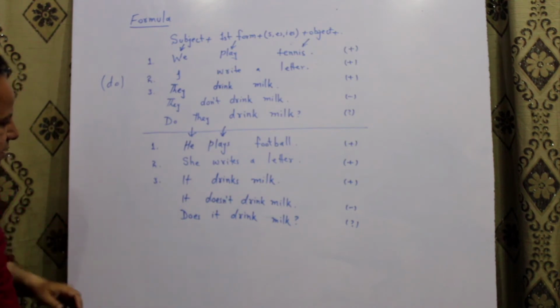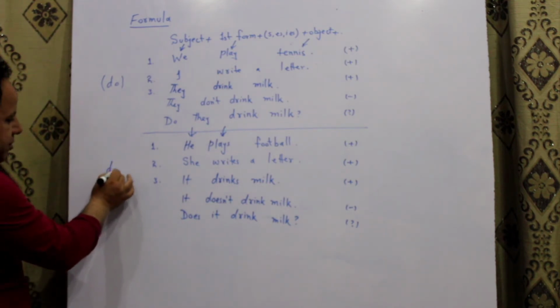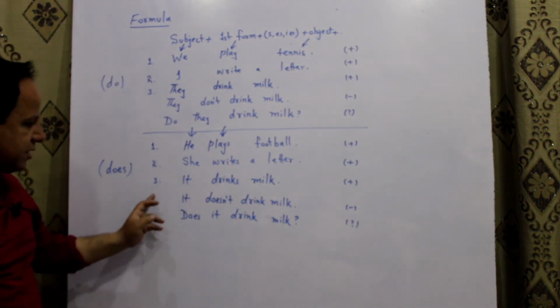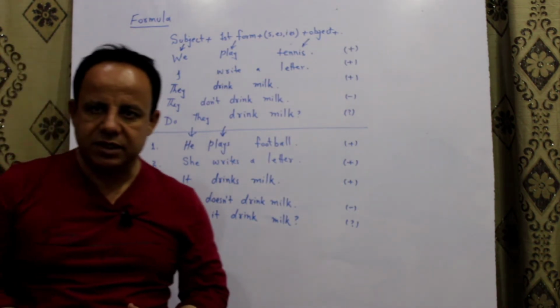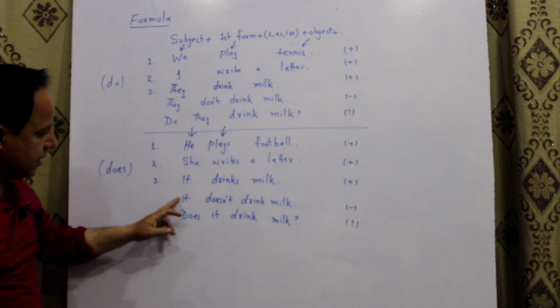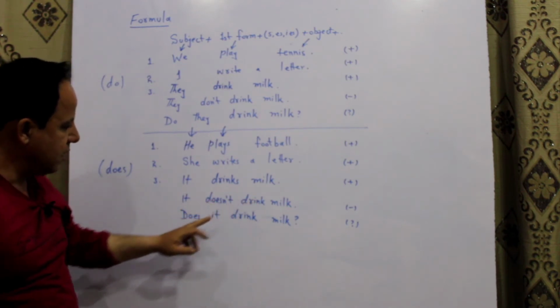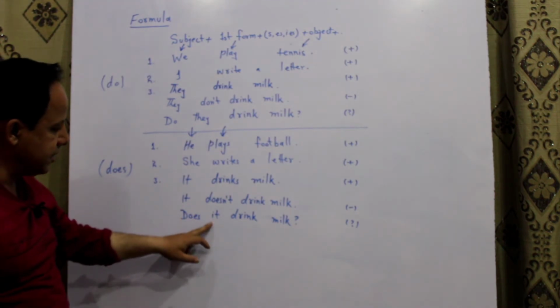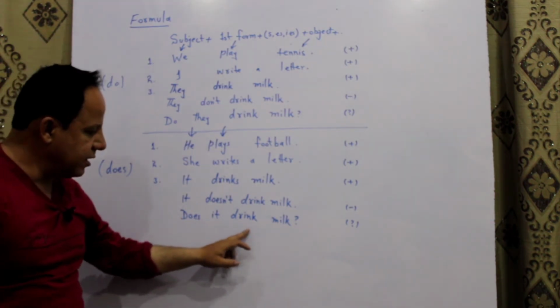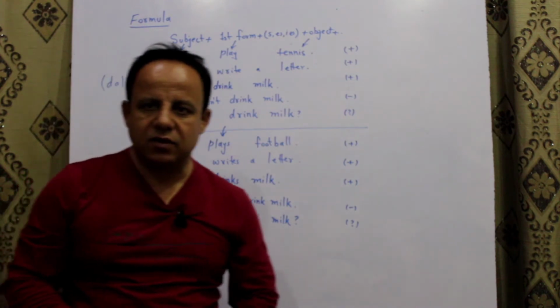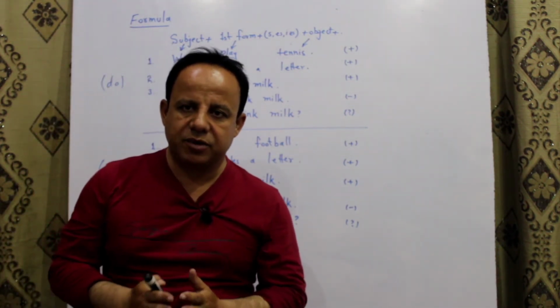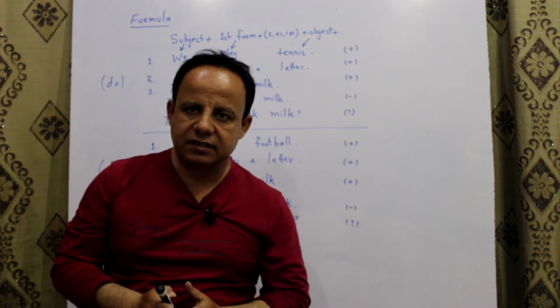How to make the negative? You can find here the helping verb is does with these subjects. So just after does we use not, it becomes doesn't. It doesn't drink milk. How to make the interrogative? Just after the helping verb we use the subject. Does it drink milk? It becomes an interrogative sentence. Hope you got the examples and you understood how to make the positive sentences, negative and interrogative.